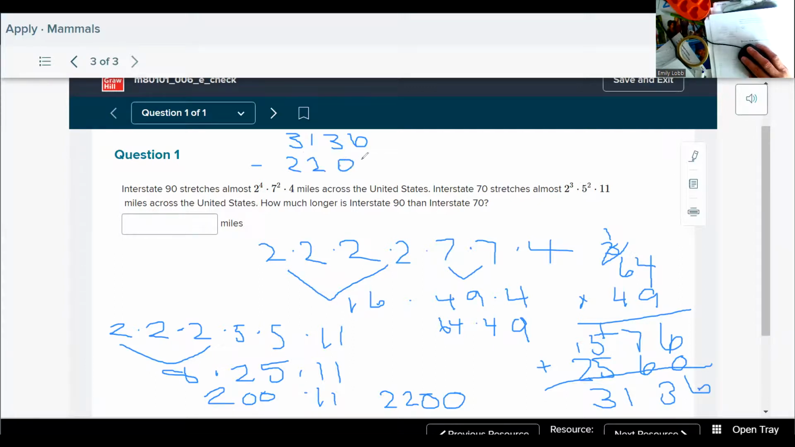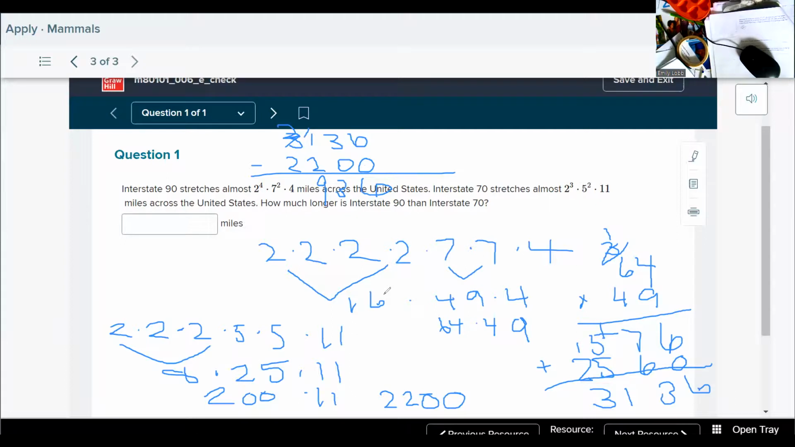Hopefully you are doing this or have done it already. 6 minus nothing. 3 minus nothing. Can I take 2 from 1? Nope, gotta borrow. So this becomes a 2, this becomes an 11. 11 minus 2 is 9. So how much longer is Interstate 90 than Interstate 70? 936 miles. Do you see how we got there?